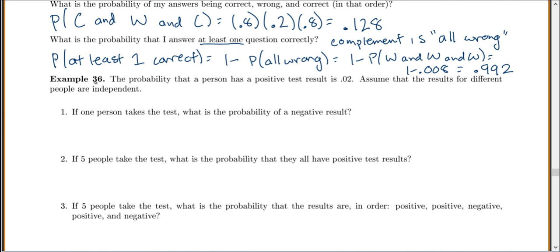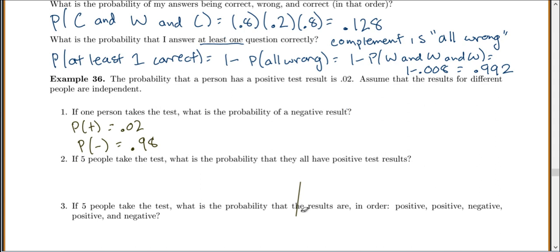And example 36. The probability that a person has a positive test result is 0.02. Assume that the results for different people are independent, so that, again, they should not affect each other. So if one person takes the test, what is the probability of a negative result? The probability of a positive equals 0.02, so then the probability of a negative would be 0.98.